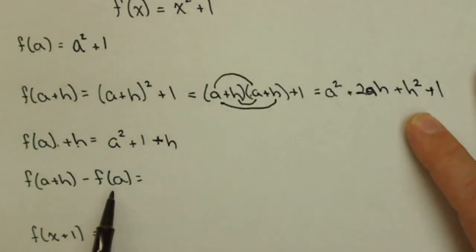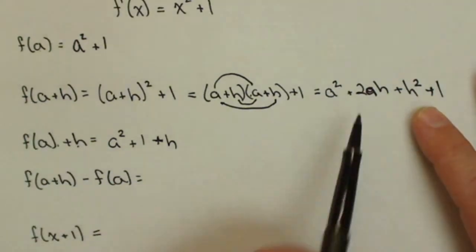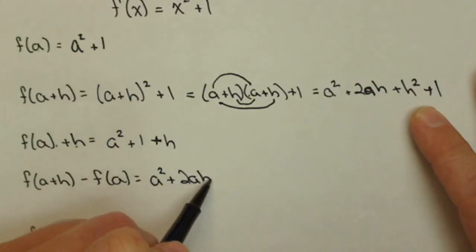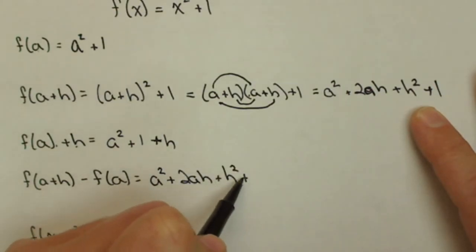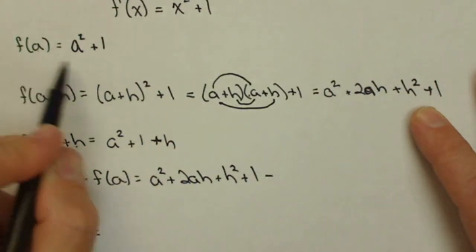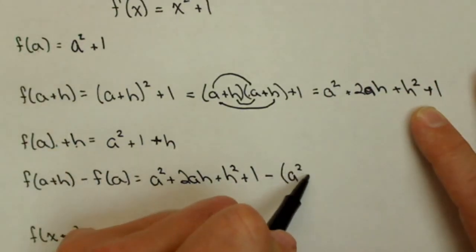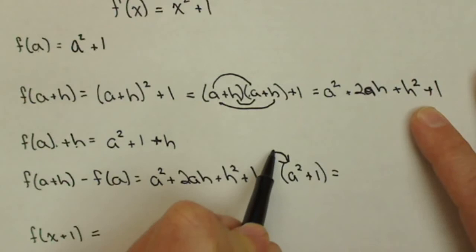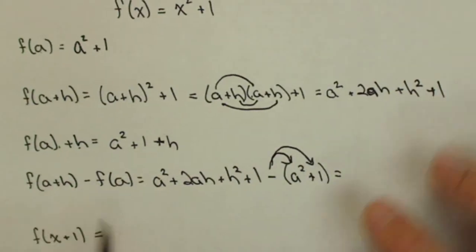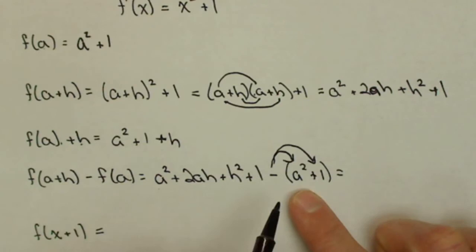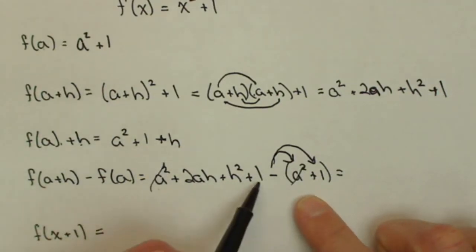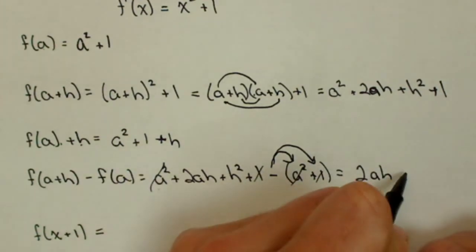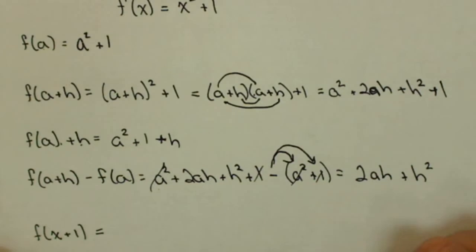F of a plus h minus f of a, well, we did f of a plus h up here, so I'm going to use that work. A squared plus 2ah plus h squared plus 1, and I'm going to subtract off f of a, a squared plus 1. Now you got to be careful, this negative does have to be distributed to both terms, so they're both going to be subtracted. So I'm going to end up with an a squared minus an a squared, so those will cancel, and a 1 minus a 1, so those will cancel, and all I get left with is 2ah plus h squared.